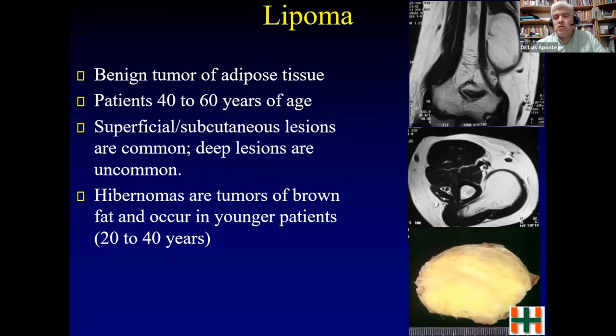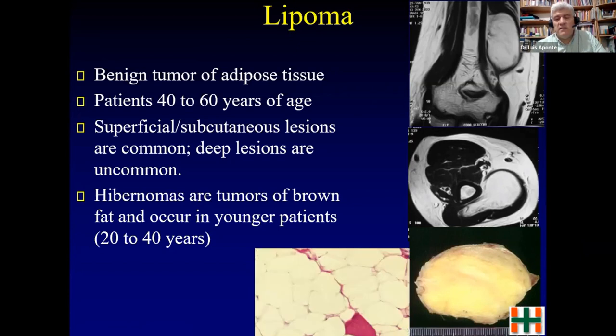So the most common is the lipoma. It's a patient, 14, 60. Very superficial and subcutaneous lesions are common. Deep lesions are uncommon. Here, hibernomas are tumors of brown fat and are in younger patients. But usually, with the hibernoma you have to perform a biopsy, because the lipoma is very typically with the fat suppression. It's like the fat, so it's not a problem, and it's very common.